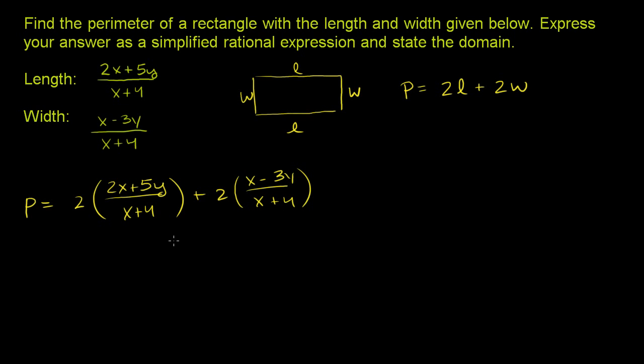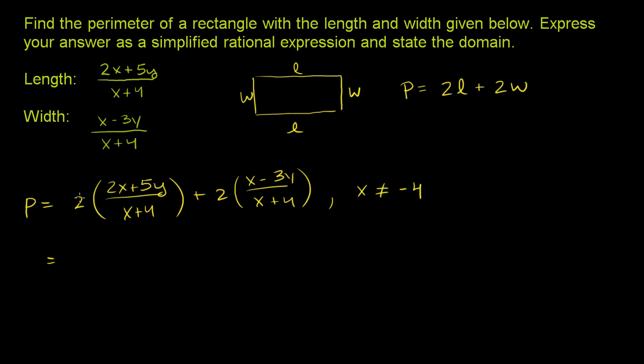Now immediately we can constrain the domain. The only number that will not work for x here is the number that will make either of these denominators 0. And that number is negative 4. If x was negative 4, then the denominators would be 0, and these would be undefined. So we'll constrain the domain. We'll say x cannot be equal to negative 4. And then we can simplify from there.